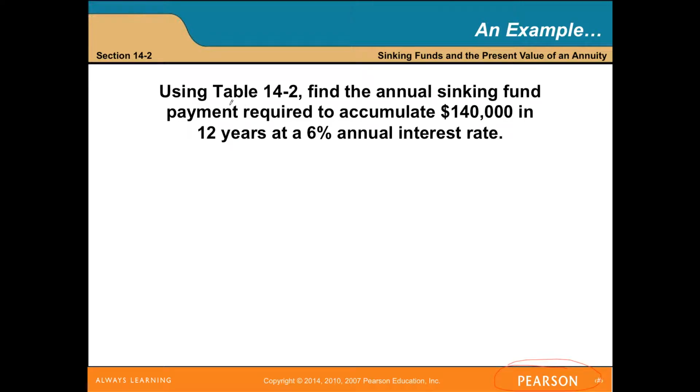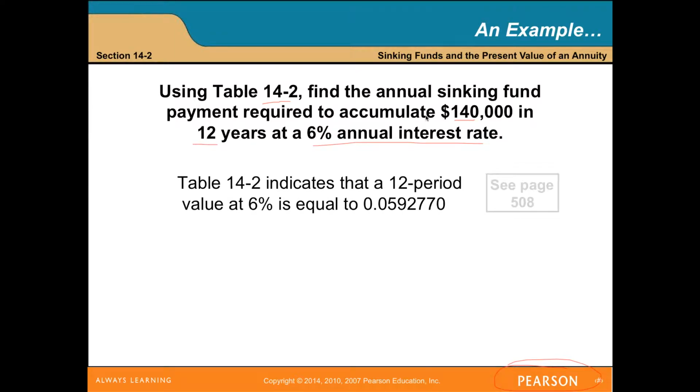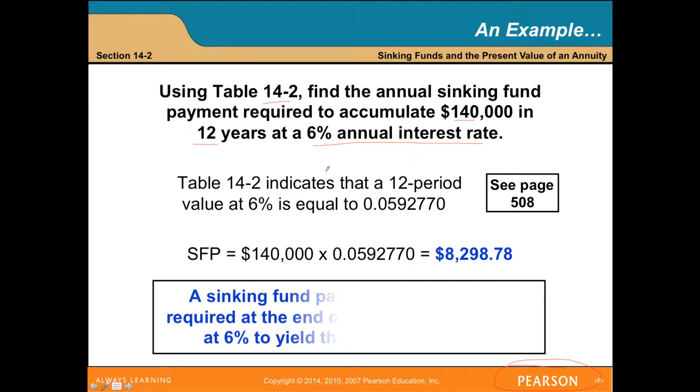But here we are. Using table 14-2, find the annual sinking fund payment required to accumulate $140,000 in 12 years at a 6% annual interest rate. Table 14-2 on page 508 indicates that a 12 period at a 6% is equal to 0.0592770.